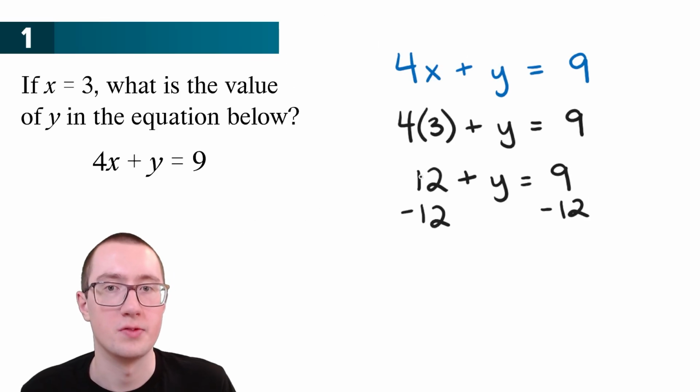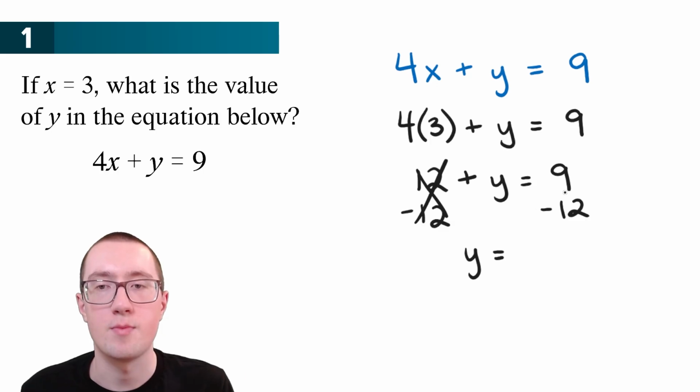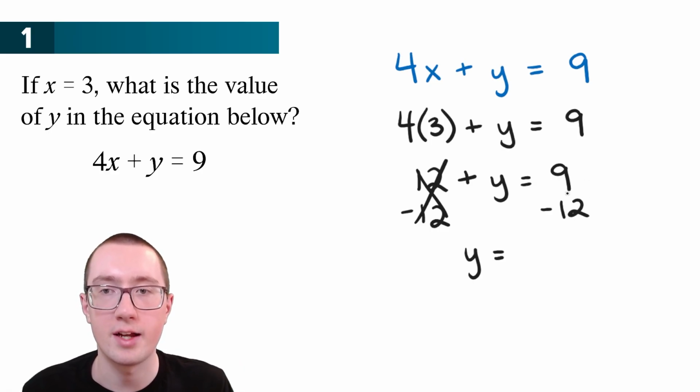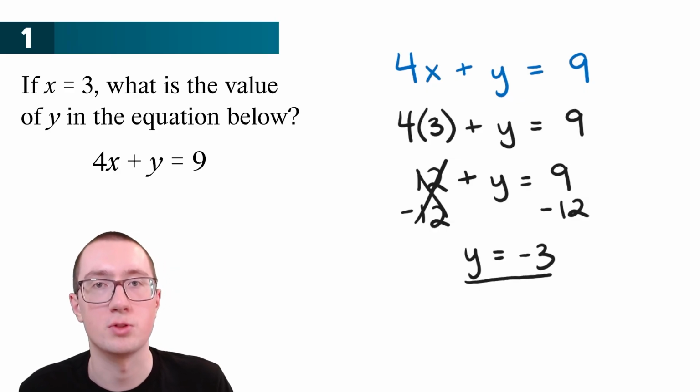So 12 minus 12 is 0. Those cancel out. On the left side, we just have the letter y. And on the right, we have 9 minus 12. If you're ever confused about negative numbers, you could just use your calculator, or you can think of it as money. That's how I like to think of it. You gained $9 and then lost 12, so you're down $3. So our answer to this problem is y is equal to -3.